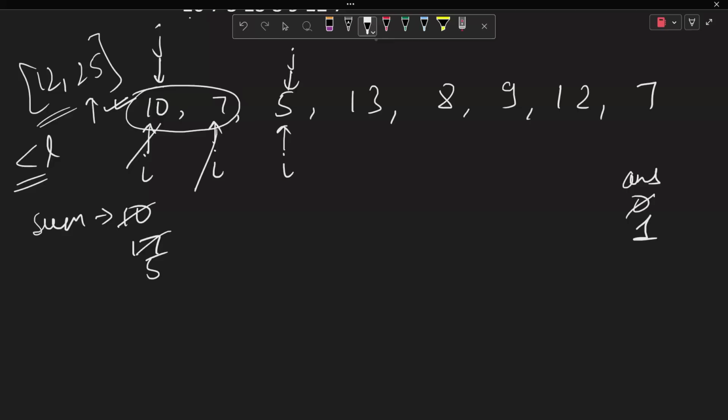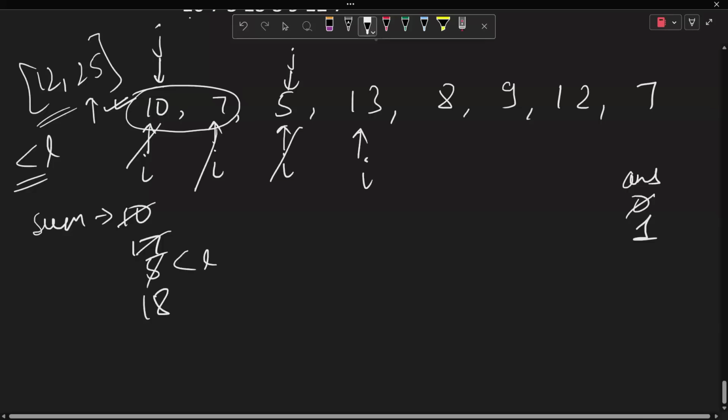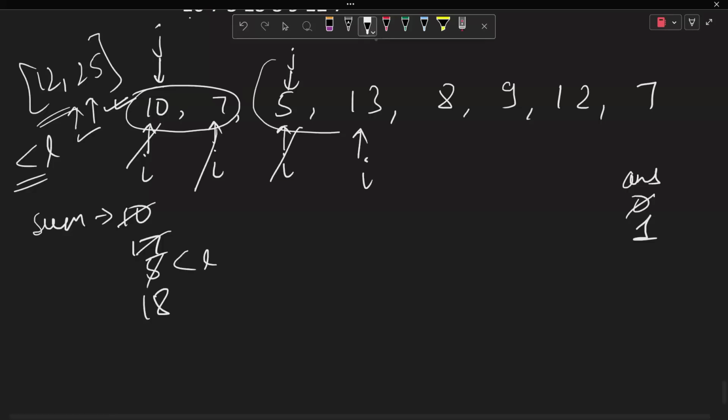We saw 5 is less than L. Now we would move our I pointer ahead. So now 5 plus 13, we got 18 here. Now we would check whether 18 falls in this range. Yes, it falls. So we would take this range, increase our answer by 1, and move both our pointers, I here, J here.